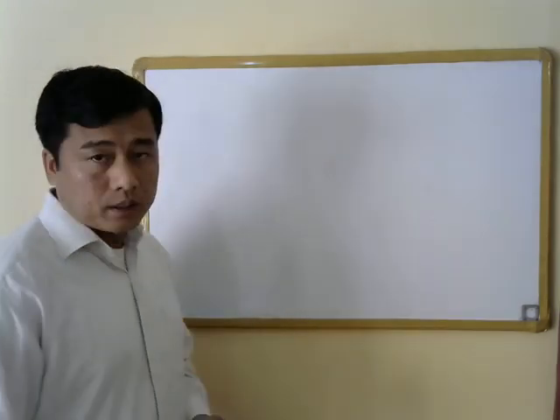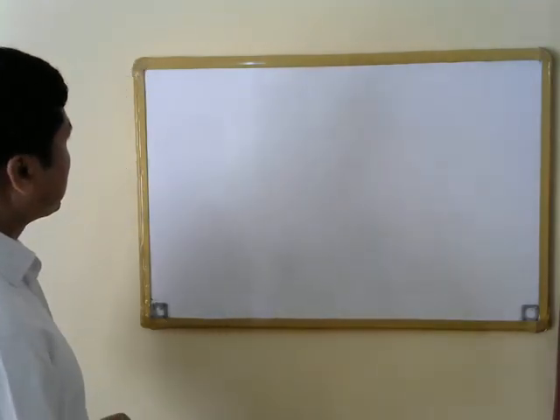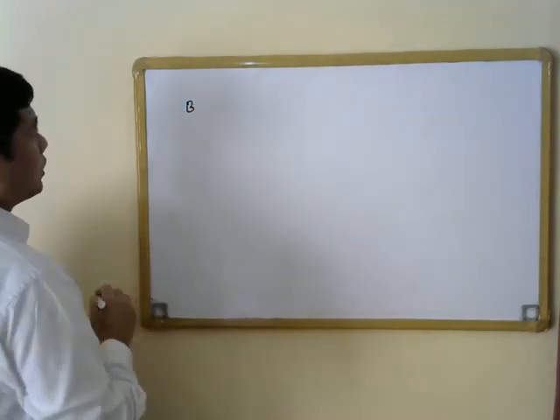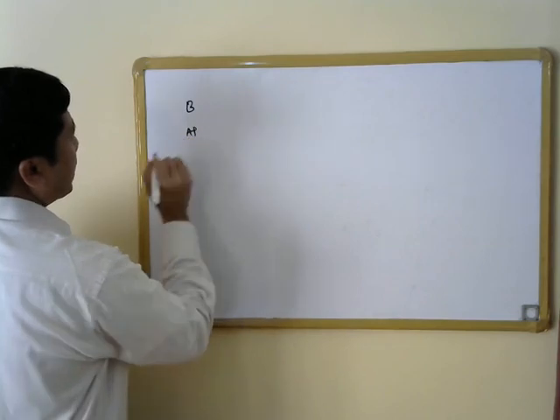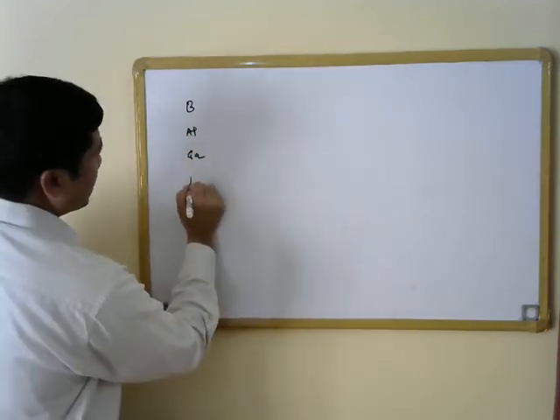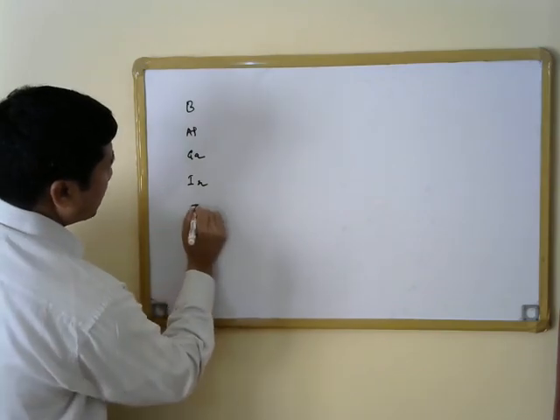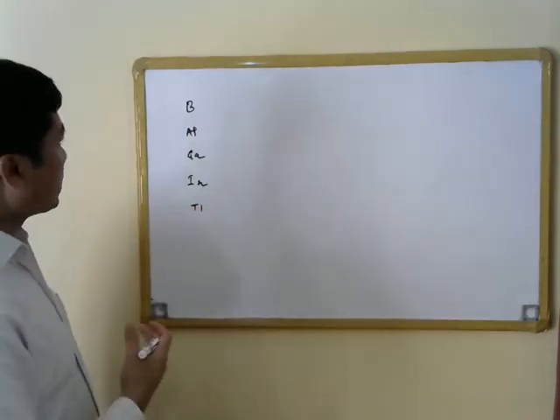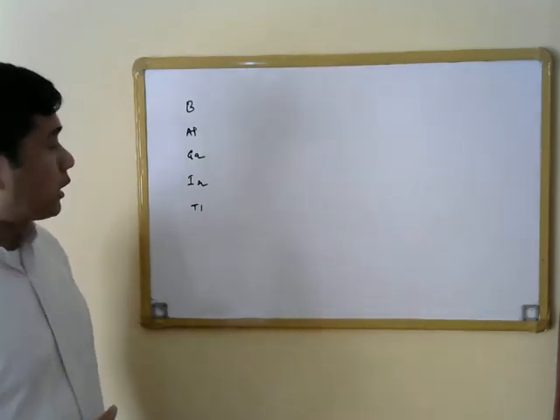As we know, in group 13 there are 5 elements present. There is boron, and then there is aluminium, then gallium, indium, and thallium is the last element of group 13.